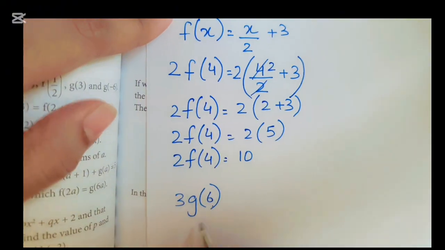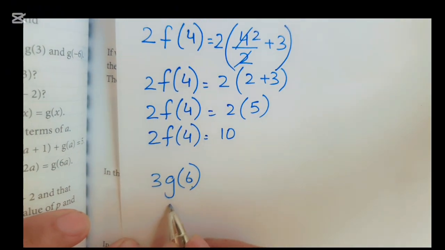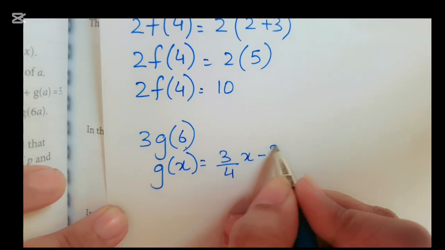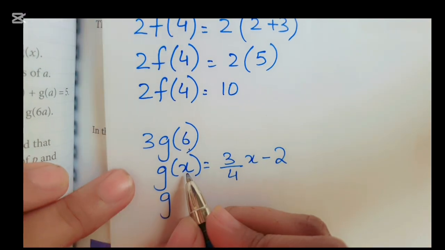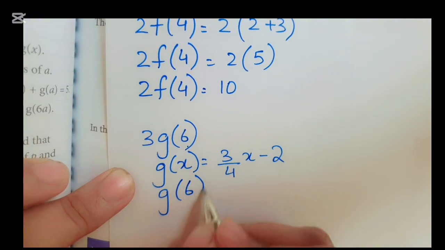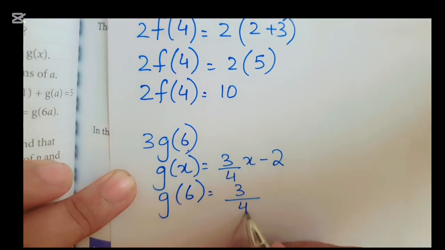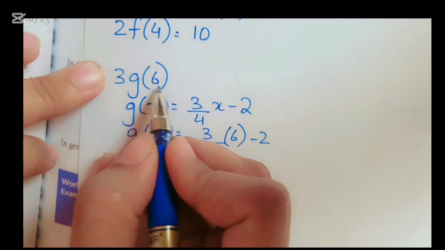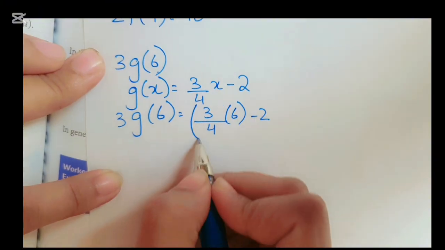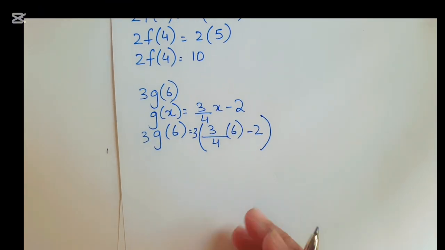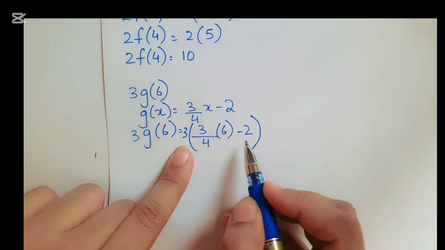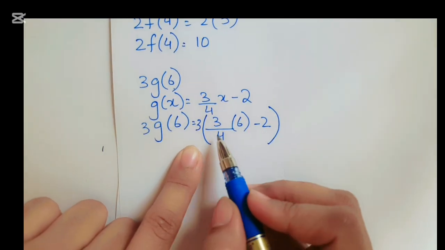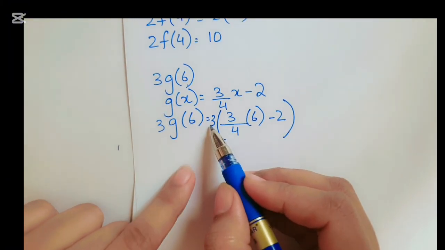Now see, we are doing 3g(6). We are solving this. What is the function g(x)? You know that g(x) is equal to 3 upon 4 x minus 2. In place of x I am using 6, so g(6) is equal to 3 upon 4 times 6 minus 2, and now we have to multiply the function by 3. So I am taking this whole function in brackets and writing 3 over here, so that the function will be multiplied by 3. But please don't make a mistake. First solve the bracket, then multiply it by 3, so it would be easy for you.